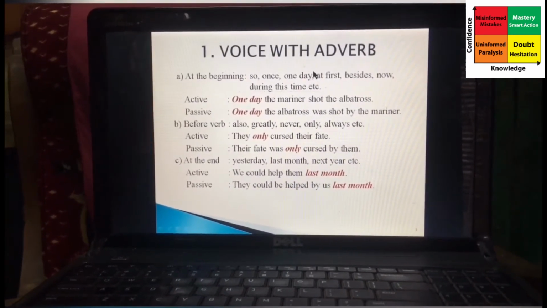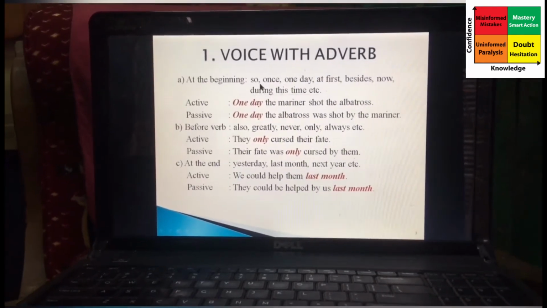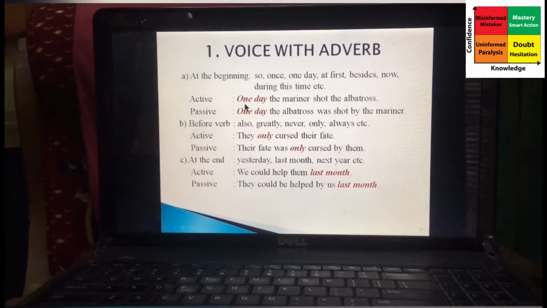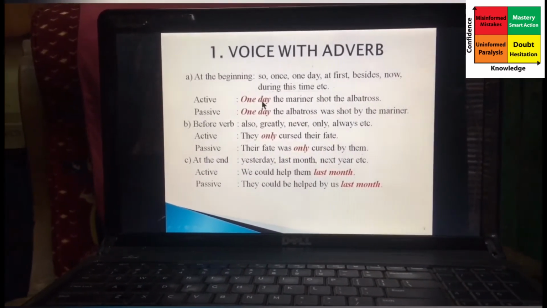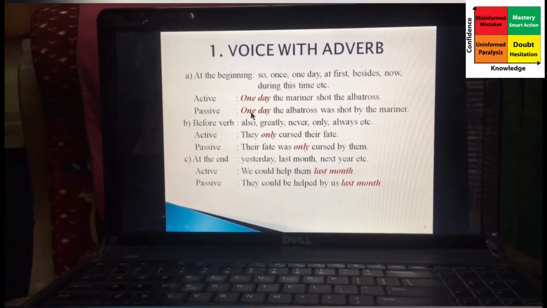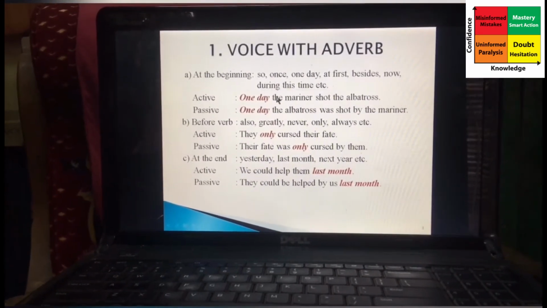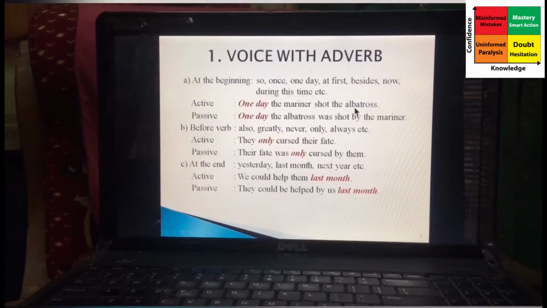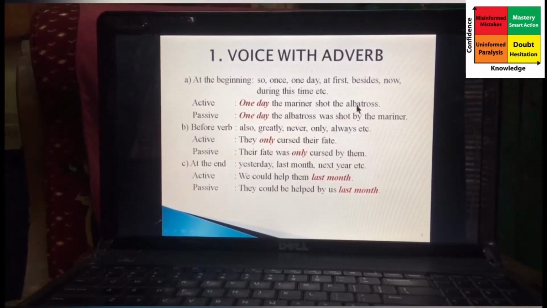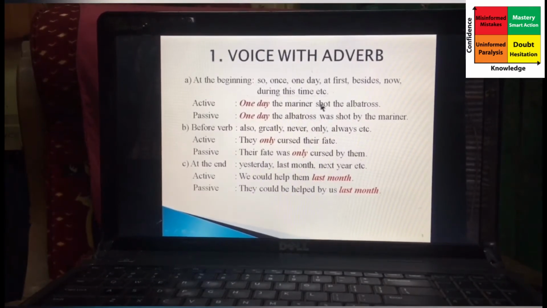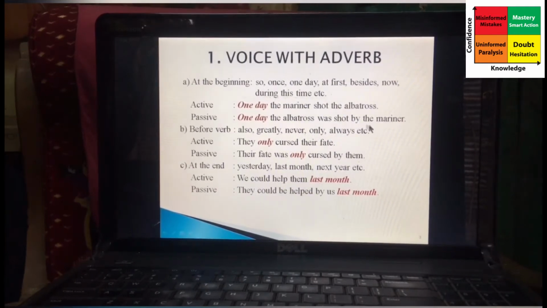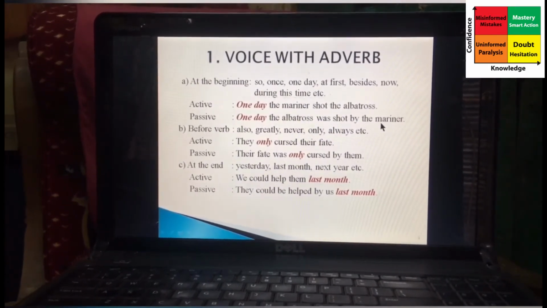Sometimes we face problems whenever we get an extra adverb. So if the adverb is at the beginning, what will we do? We will not change the place. If you look at the example, like one day, it is an adverb, right? So one day will be in the same place, that means at the beginning of the sentence. And the other part of the sentence will be as usual, like albatross has come first as subject and it is past, so was, then past participle, then by, then the mariner, it has come to the object.